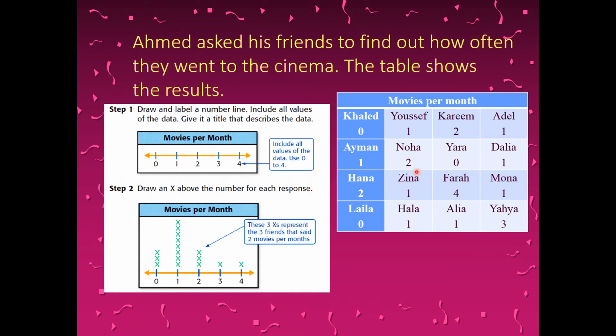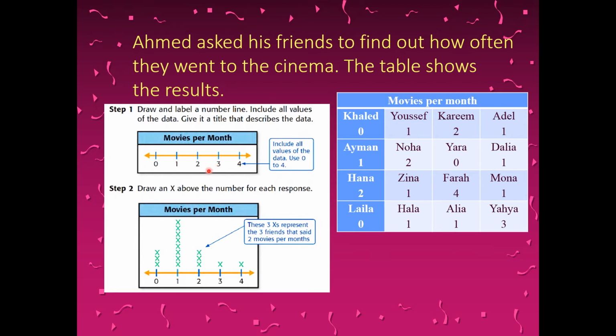So I'm going to put these values on a number line. Okay, so the first thing I'm going to do is draw a number line, and give this line plot a title. So the title here is Movies per Month. After this I'm going to put the values over here on our line plot.